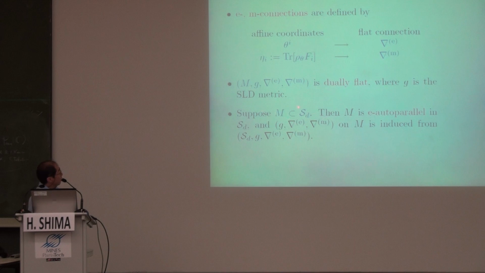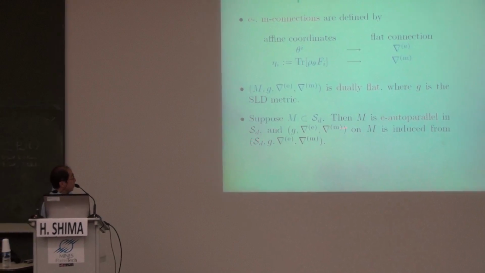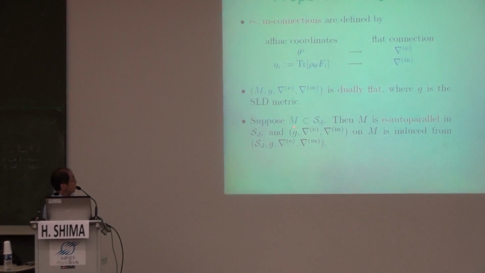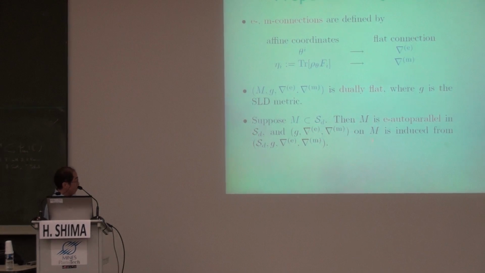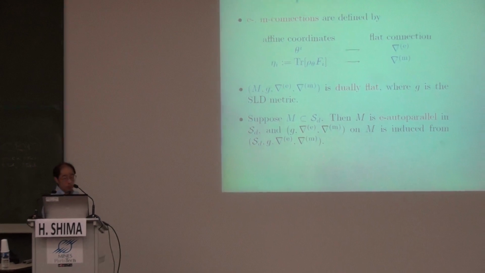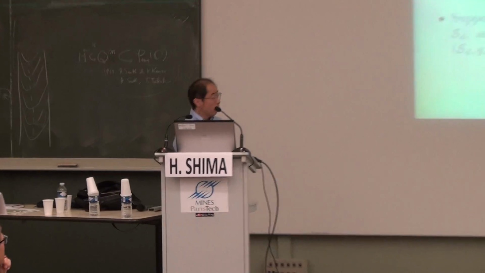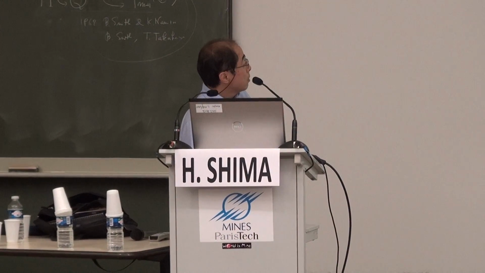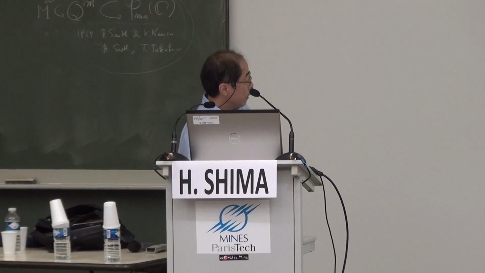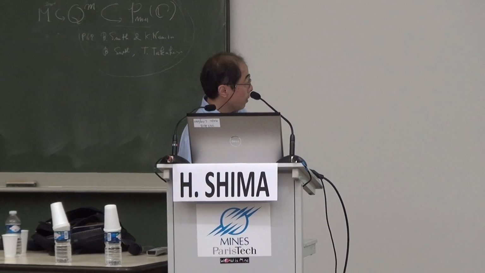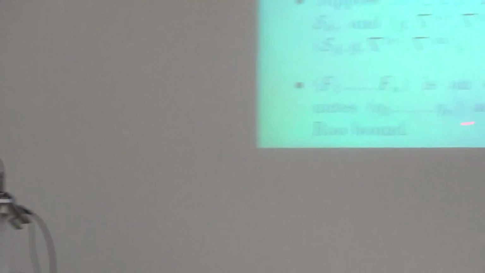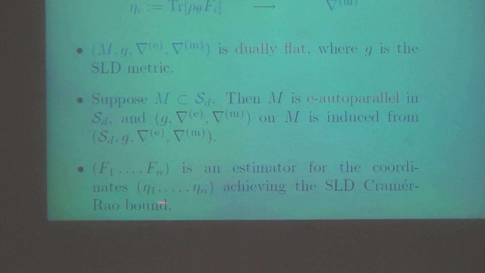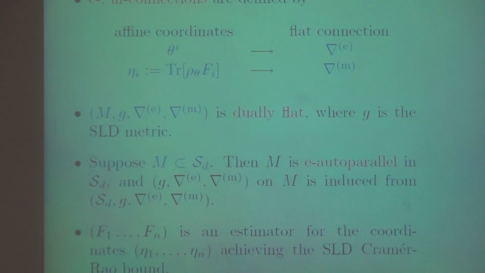In the case of a submanifold of the full-rank space, where M is equal to S_d, the information geometrical structure defined on M is induced from that of the total space. But this is a special case of the rank. Also, this has some significance in estimation theory in that the tuple of F is an estimator for the coordinate system eta_1 to eta_n achieving the SLD Cramér-Rao bound. So that is the best estimator.